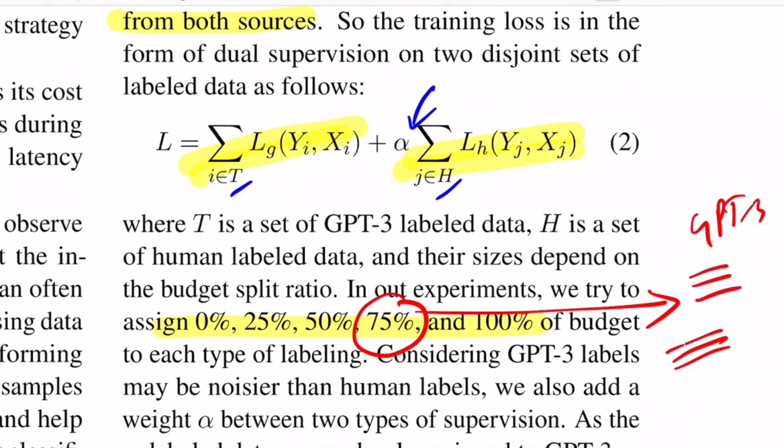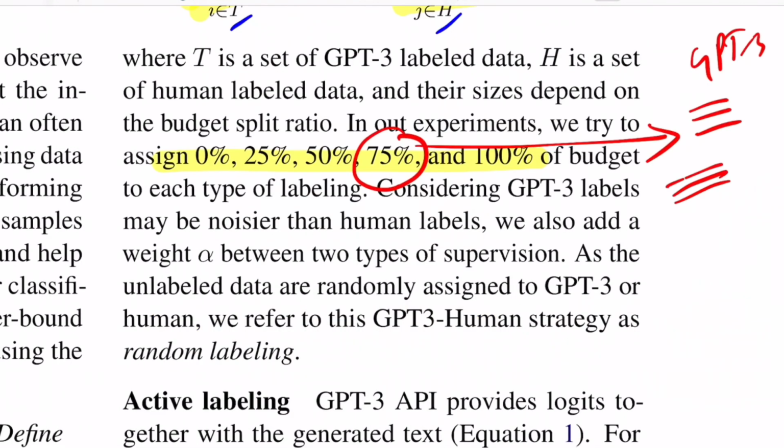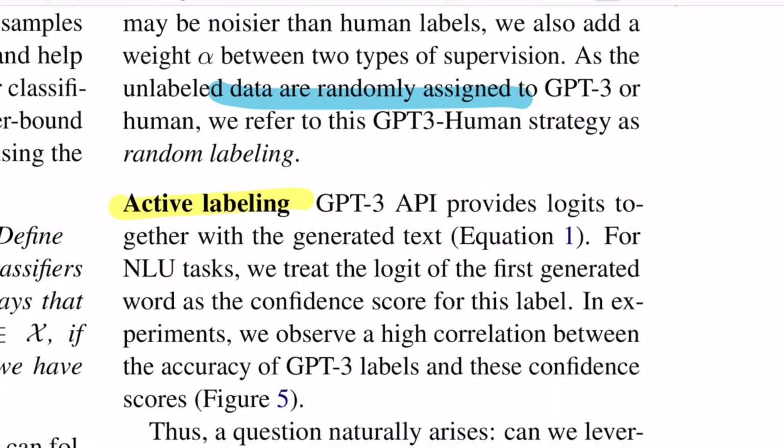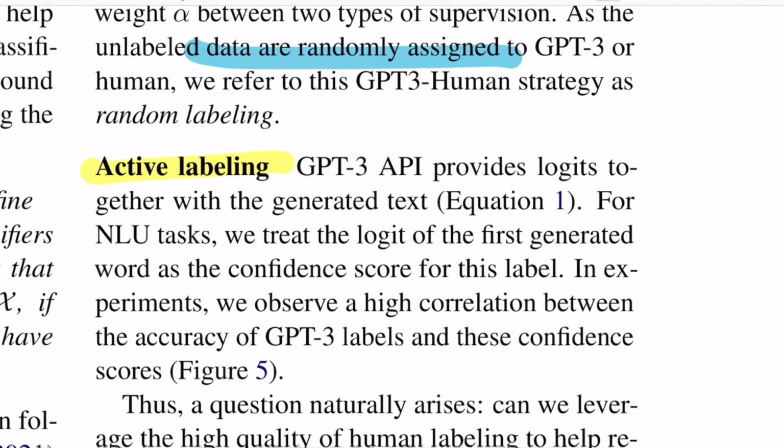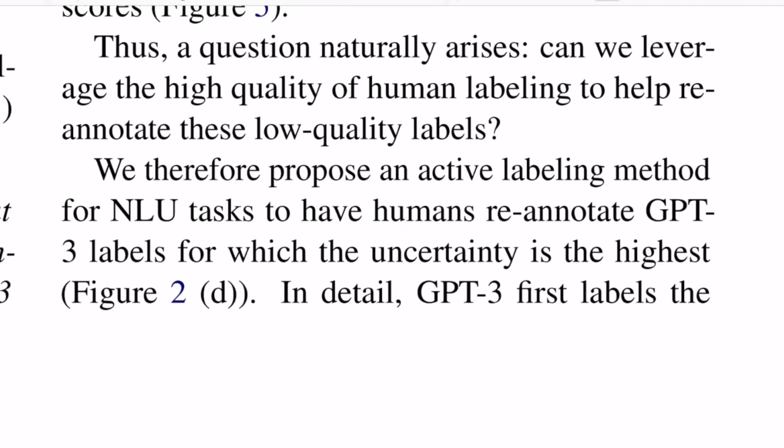So they also call this process random labeling, because the creation of the set for the unlabeled data that should go to GPT-3 or humans is essentially random, which is a motivation to have a more sophisticated technique, for which they have active labeling. As we have earlier seen in the figure, here we use the logits that you generate for every label, or for every word so to say, which tells the confidence of generation at that point. So they propose an active labeling strategy where we have humans in the loop that re-annotate the GPT-3 labels that were uncertain.